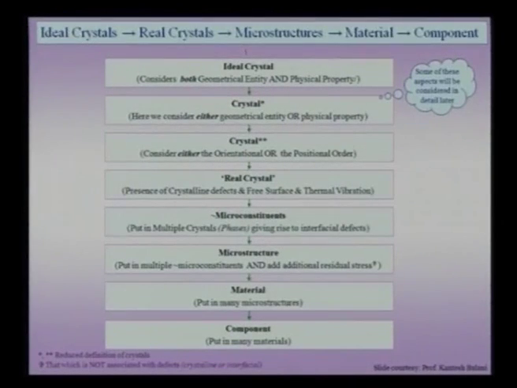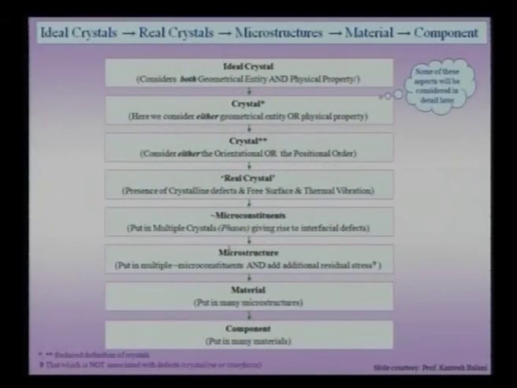Obviously, I need to understand all the length scales below it, which means I need to understand the crystal, and I need to understand the defects present in the crystal. Additionally there is residual stress, and therefore this residual stress has been put into the definition of a microstructure. Therefore, the next stage would be to understand this microstructure property correlation, which is an important goal of material science.